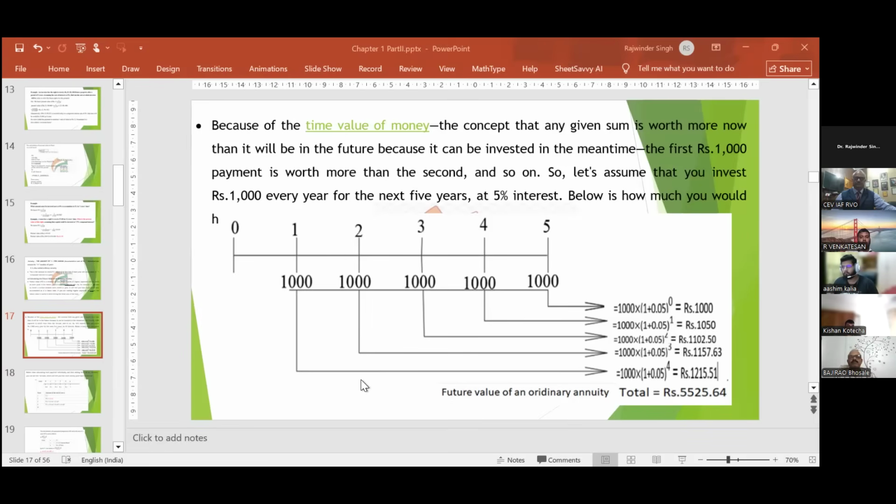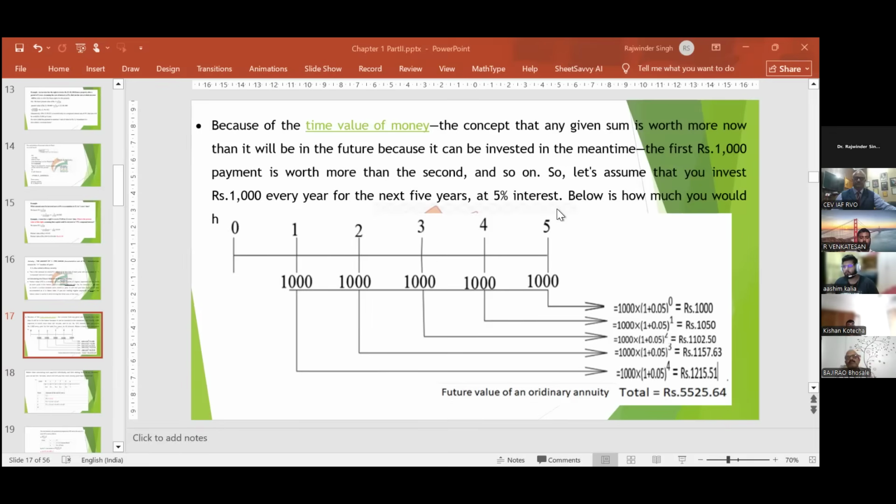You have to calculate as a valuer, and it is nothing different than the same concept in which you are depositing 1,000 rupees in a bank, just like an RD. Yes, sir. Please continue.